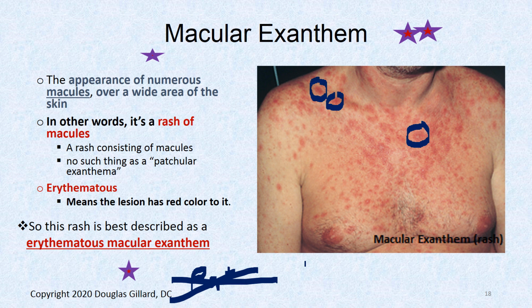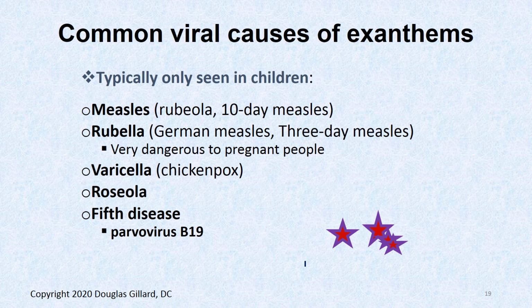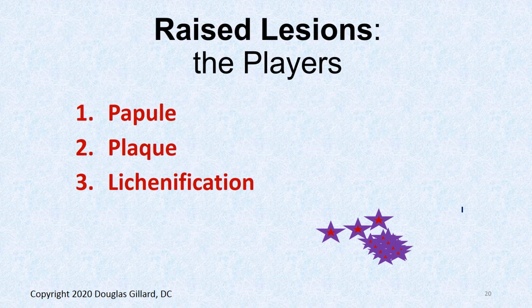All right, so I think we got that one covered. What are some examples of these, or what are some causes of viral exanthems? We know these, right? Measles, rubella, varicella or chickenpox, roseola, Fifth's disease. These are all causes of exanthems. All right, so we got the flat lesions down, basically the macule and the patch.